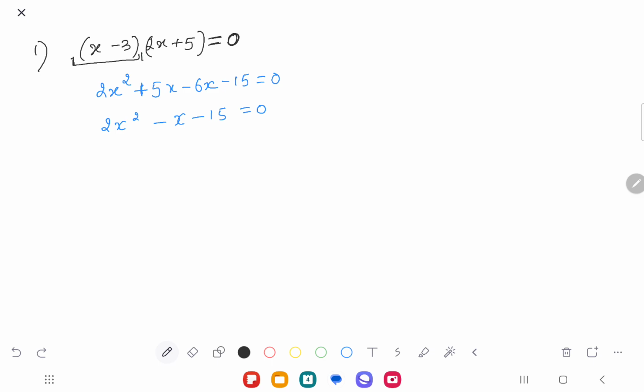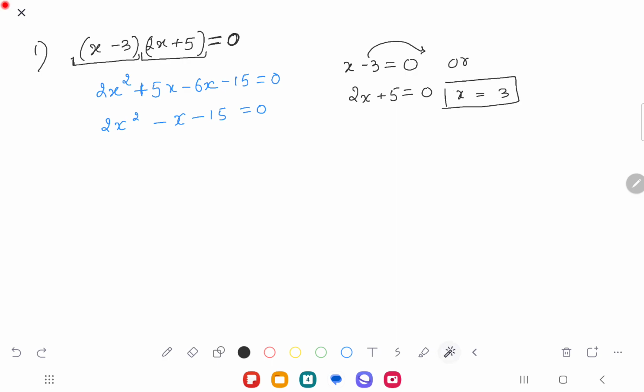Can you tell me? The product of these two brackets is 0. How is it possible when the product of these two brackets is 0? That means x minus 3 is 0 or 2x plus 5 is 0. So x shall be equal to 3, because only if one of the brackets becomes 0 shall the product be 0. Right?